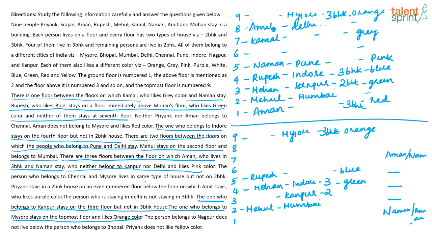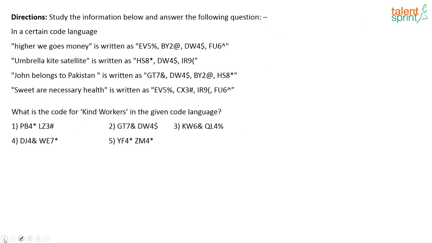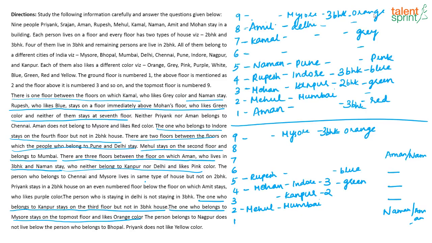This has to be Amit, because Amit likes purple color. So Amit cannot be in floor number 9, because on floor number 9 there is only one person who likes orange. So Amit has to be the one who likes purple color, and Priyank stays below Amit in an even numbered floor. So this has to be Priyank.